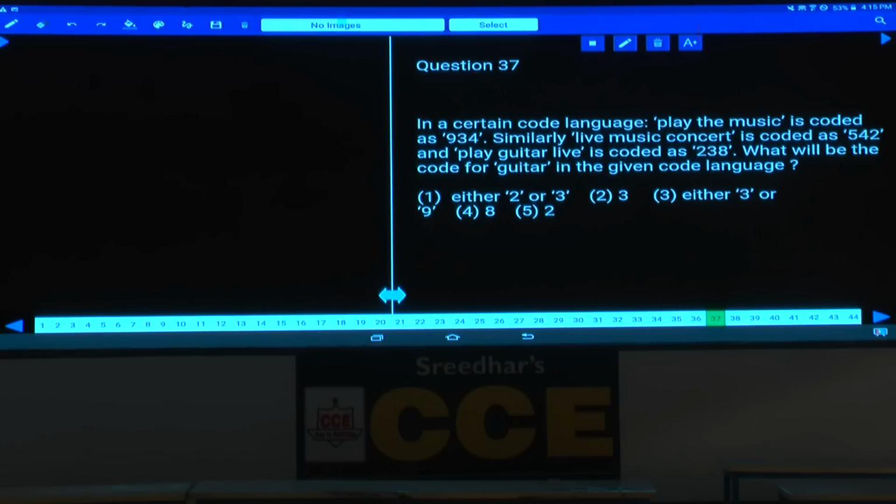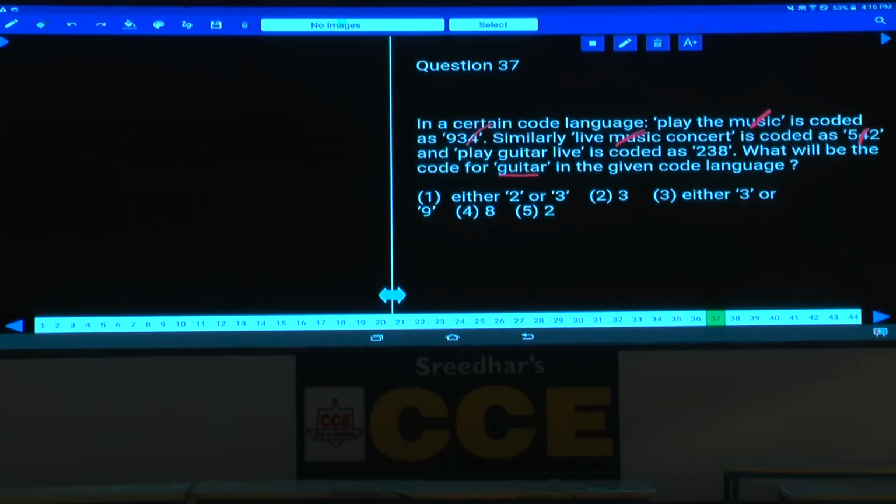and now we need to find out the code to the word guitar, and play the music, and similarly the music, live music concert. Live music concert, tell me what is the word which is common here? Then music is the word which is common. Now in the first sentence, music is at the third place, 4 is at the third place, and similarly in the second, live music concert, music is at the second place, 4 is at the second place. Are you catching this one or not? Now here music at the second place, here 4 is at the second place. Here music at the third place, 4 is at the third place.